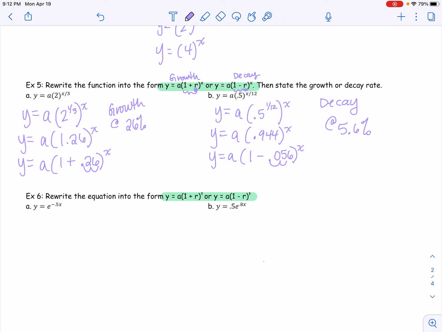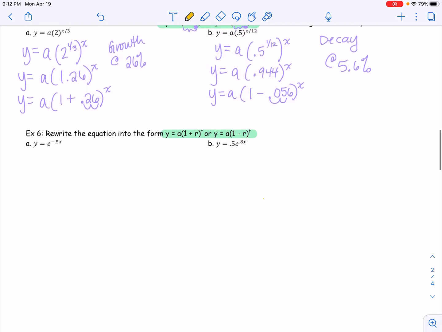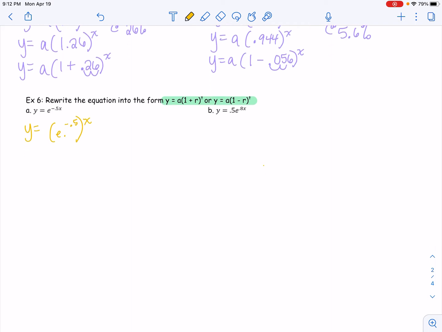We're going to do the same process again. The only difference is that now our base is going to be e. We're still going to rewrite it in the same way and determine if it's growth or decay and at what rate. So first thing is to rewrite it. So this would be y equals e to the negative 0.5 times x. So you can plug this in your calculator. Remember, to get e, if you're on the Casio, you're going to shift and press that natural log button, which is right above the open parenthesis.